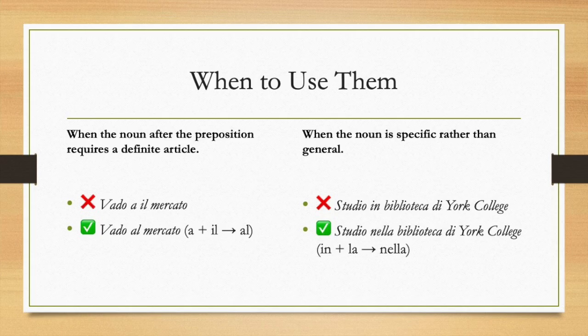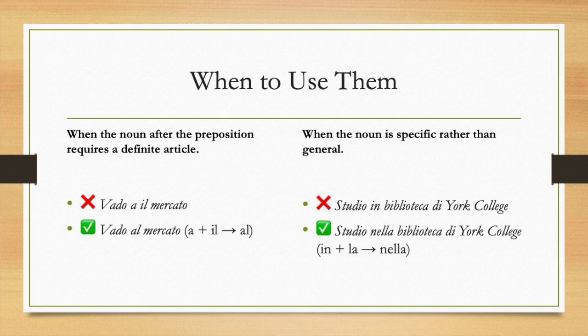The other case is when the noun is specific rather than general. In Italian, simple prepositions are often used with general or non-specific places, while articulated prepositions are used when the place or object is specific and needs the article. Let me give you an example. You say, studio in biblioteca, I study in the library. In this case, you're just talking about any library, a library. You don't specify which one.